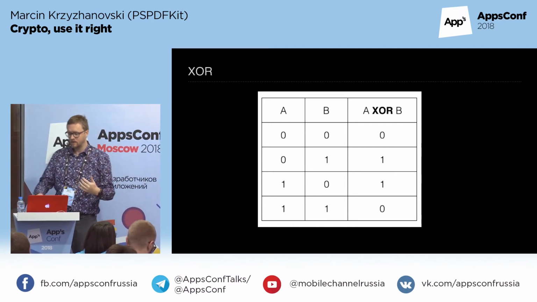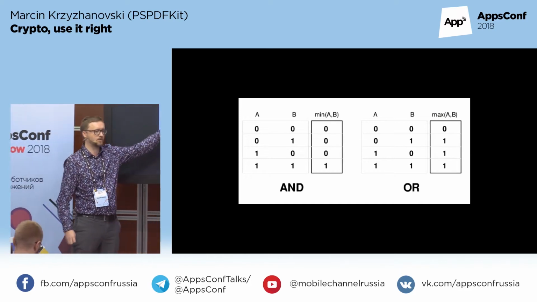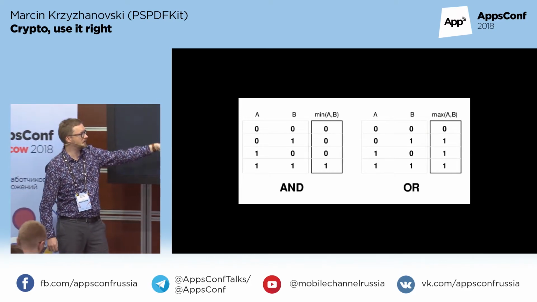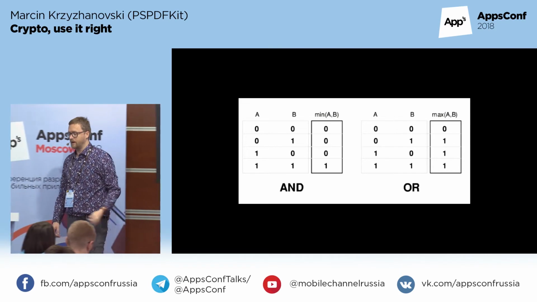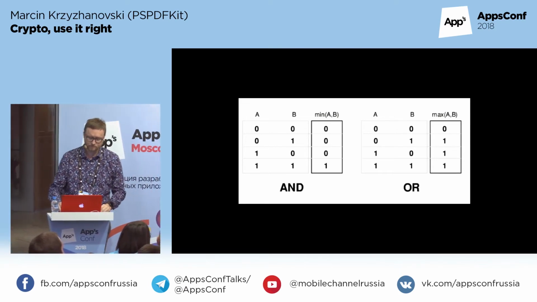So it's equal. You don't know. Like here, if you use AND, you will most likely get 0. If you use OR, most likely 1. But with XOR, you don't know, so there's no advantage.